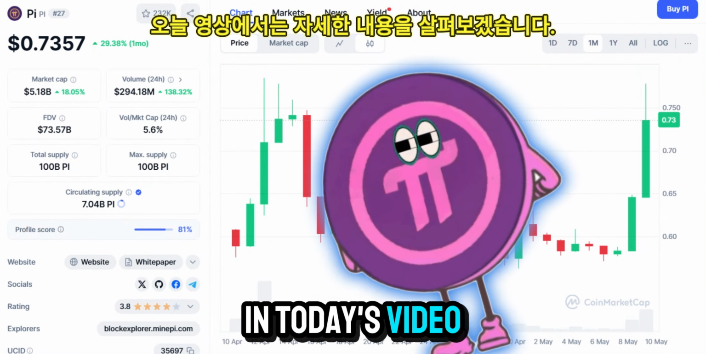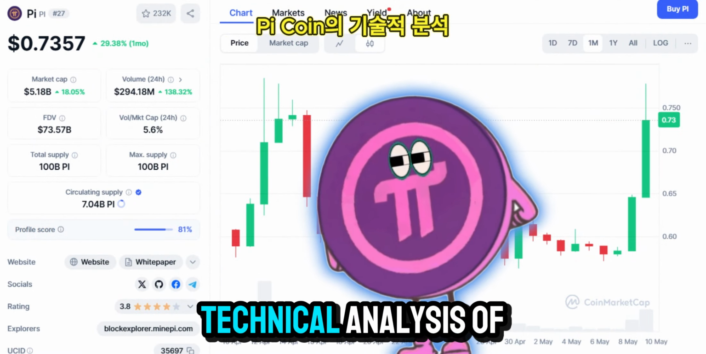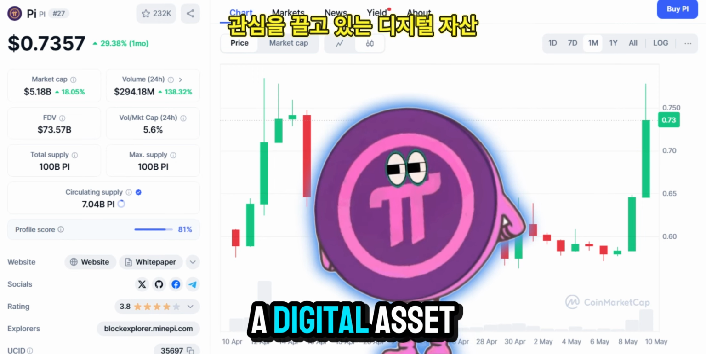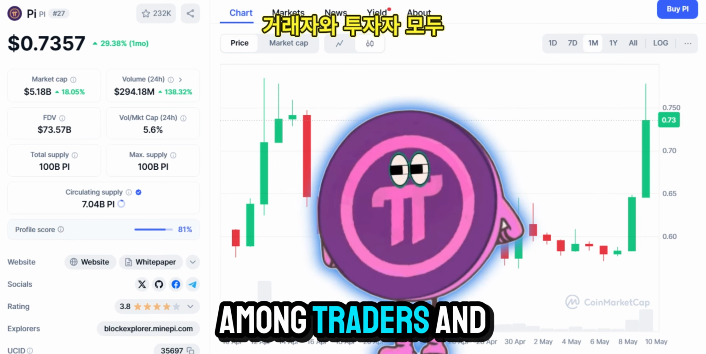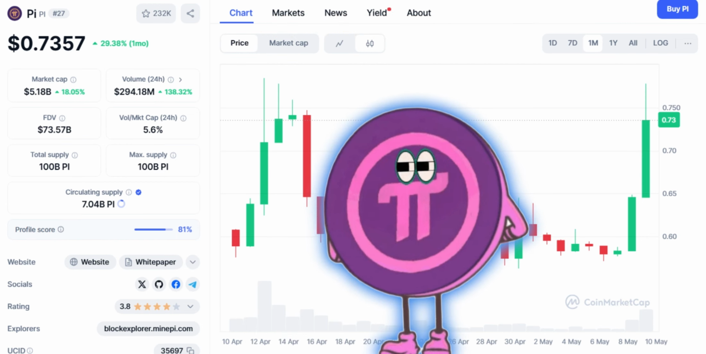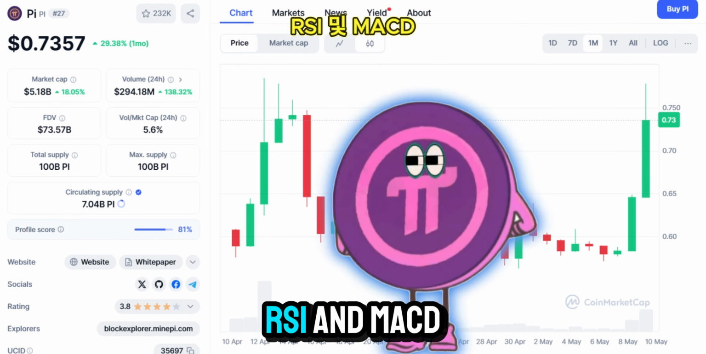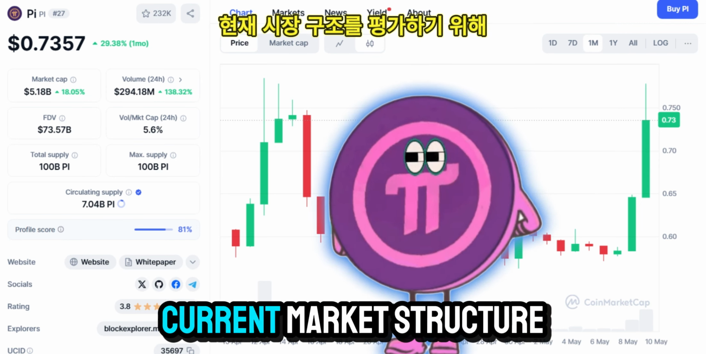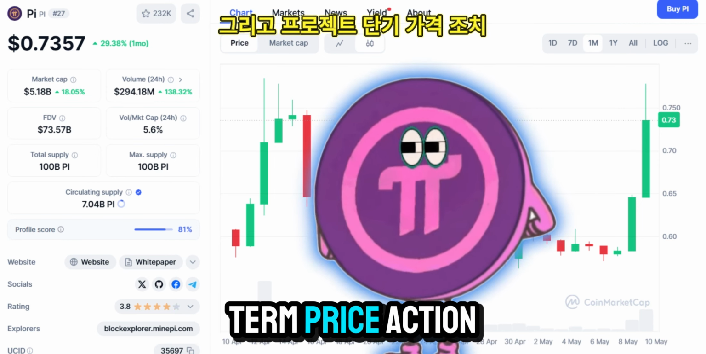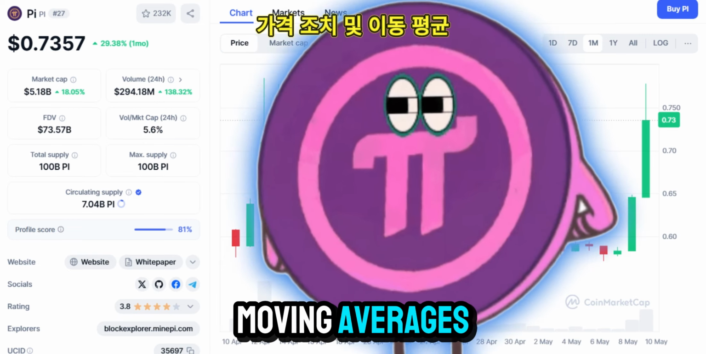In today's video, we're diving into a detailed technical analysis of Picoin, a digital asset that's been gaining traction among traders and investors alike. We'll be analyzing key indicators, including moving averages, RSI, and MACD to assess the current market structure and project short-term price action. Price action and moving averages.